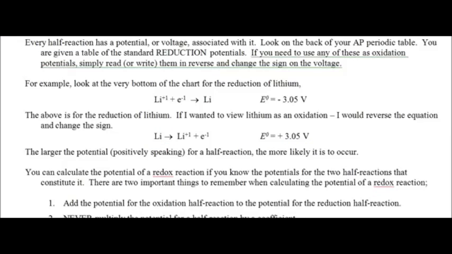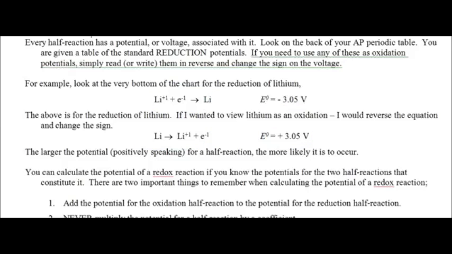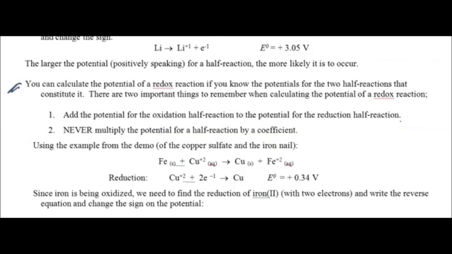All right, so the standard reduction potential: if it's a reduction reaction, then we're going to use the values that are on the table. If it's an oxidation reaction, we simply flip the reaction and flip the sign. Nothing wrong with that. You can calculate the potential of a redox reaction if you know the potentials for the two half reactions that make it up. There are two important things to remember when calculating the potentials of a redox reaction. Add the potential for the oxidation half reaction to the potential of the reduction half reaction.